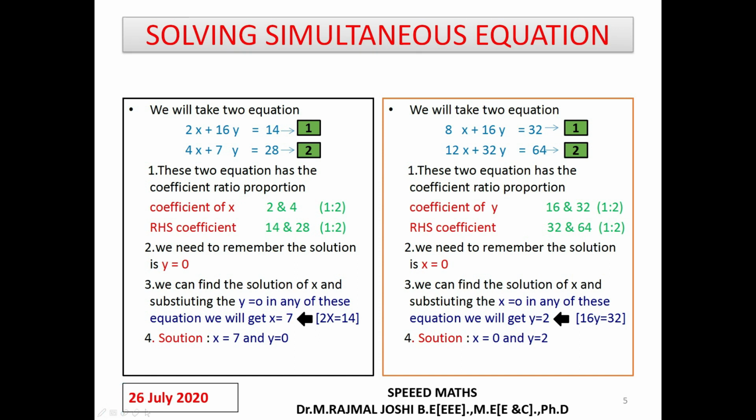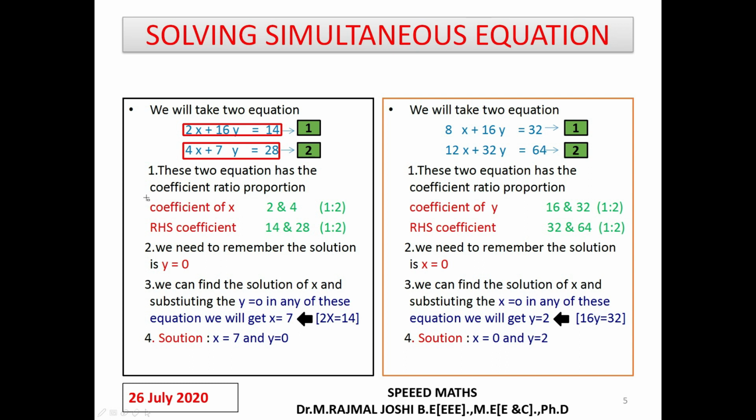Now in this case the first equation is given as 2x plus 16y is equal to 14, and the second equation is given as 4x plus 7y is equal to 28. Let us consider these as equation 1 and equation 2. Here we are not going to use variable elimination or Cramer's rule. This is a shortcut method. The coefficients of x here are 2 and 4.